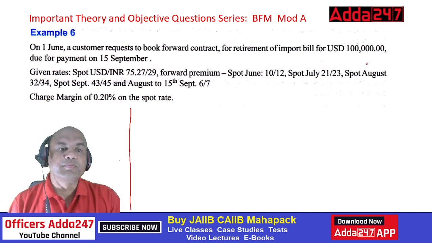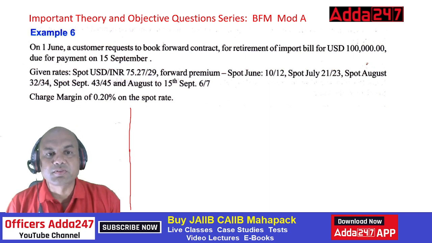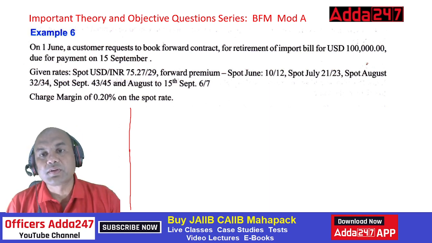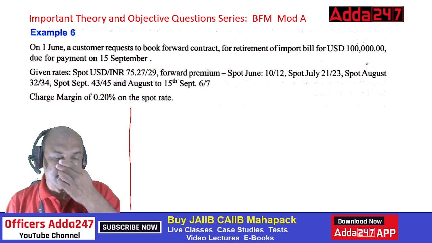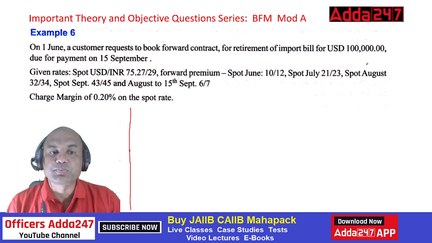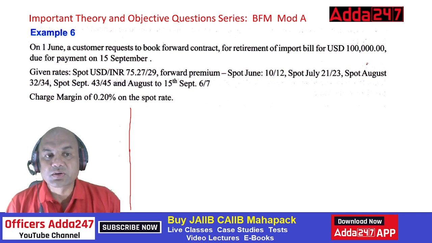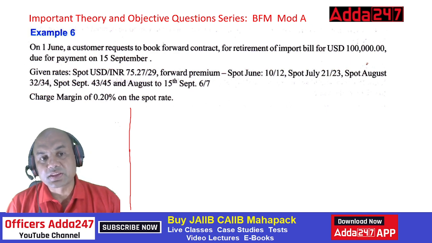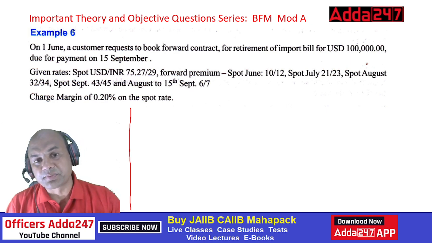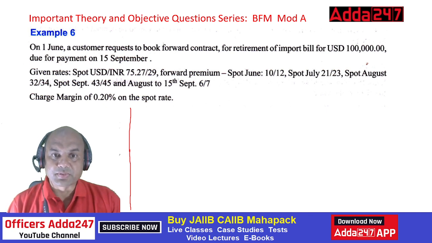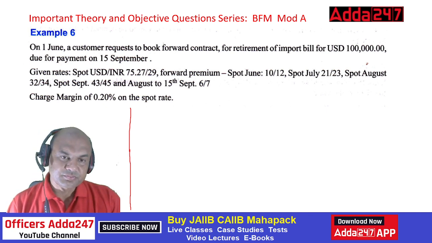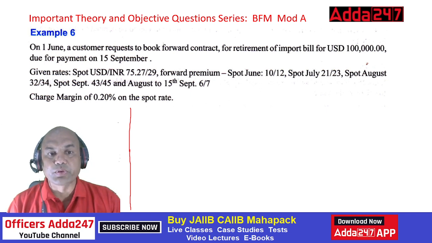On 1st June, a customer requests to book a forward contract for retirement of the import bill of USD 1 lakh due for payment on 15th September. Given the spot USD INR is 75.2729. Forward premium: spot for June is 10-12, July 21-23, August 32-34, September 43-45, and August 15th to September 15th is 6-7. Charge a margin of 0.2% on the spot rate.